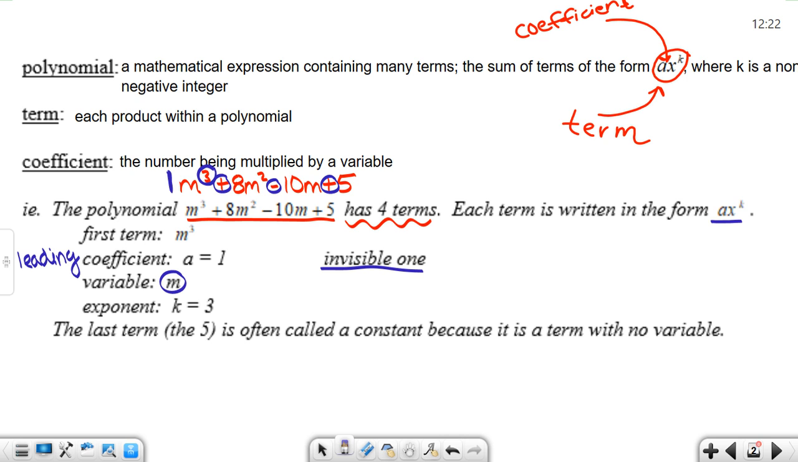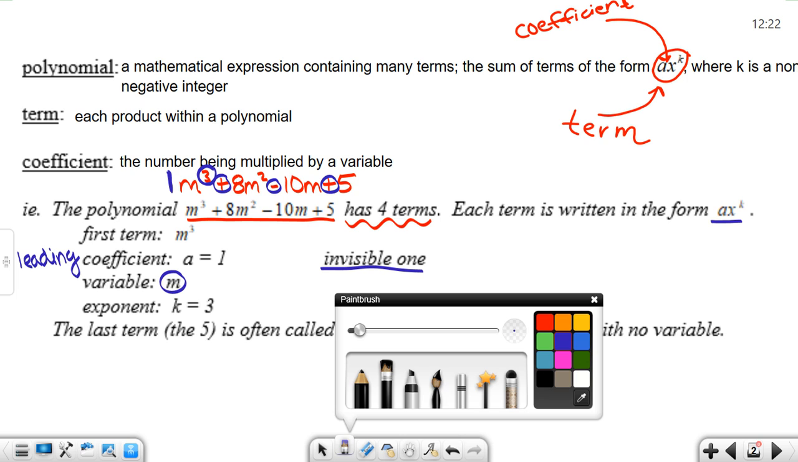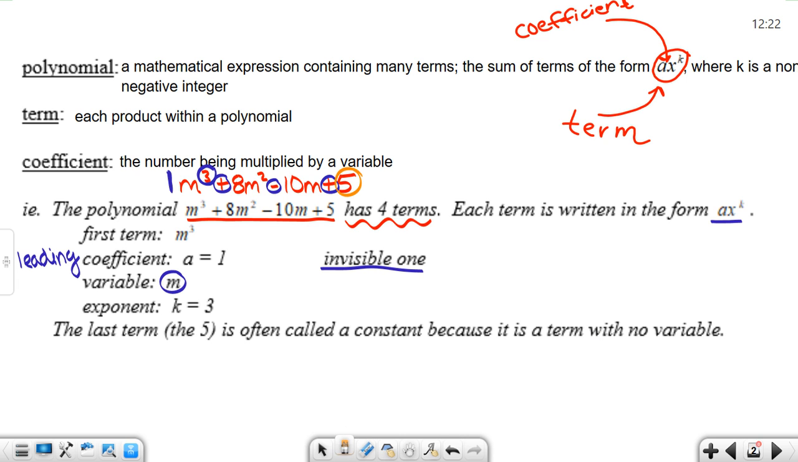And the last thing that we want to point out here is this last term, the 5. If we notice, the 5 doesn't have an x with it. So you might say, I thought that all the terms were in the form ax to the k. Well, and this is jumping ahead a little bit in the chapter, there is an x next to that 5, but that x is raised to the power of 0. If you remember from last year, x to the 0 power is actually equal to 1. So that's really just 5 times 1, which is 5.